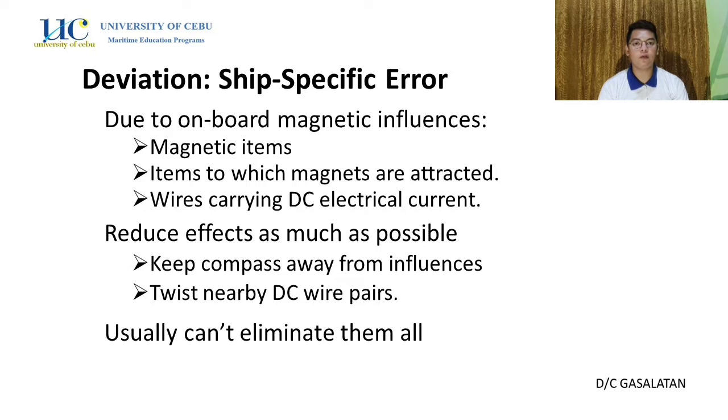Next, there are a number of reasons why the compass deviation is affecting the steering compass. It is due to the onboard magnetic influences, such as magnetic items, items to which magnets are attracted, and wires carrying DC electrical current. Second is to reduce the effect as much as possible, by keeping the compass away from such influences and twisting the nearby DC wire pairs.